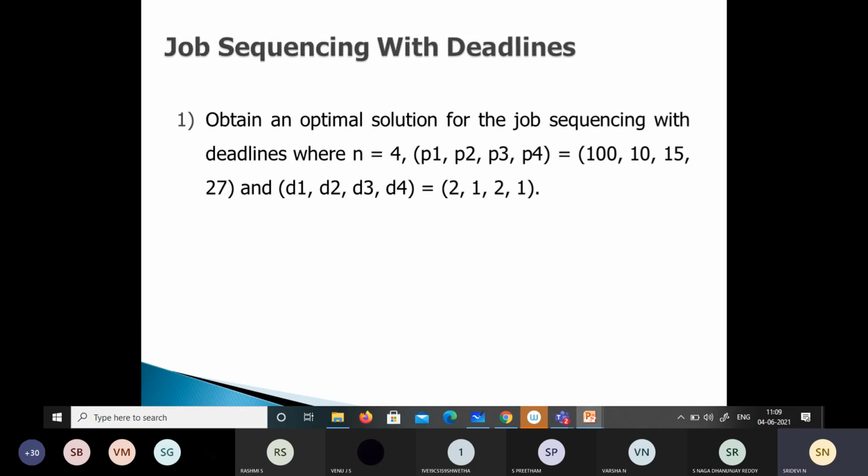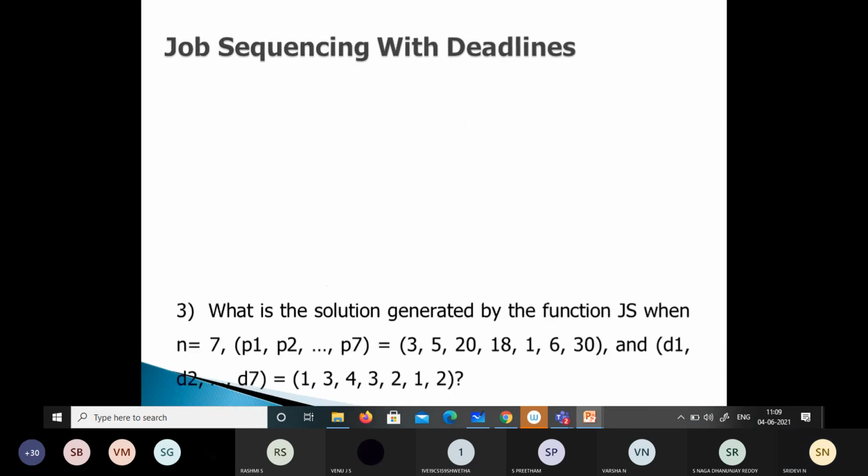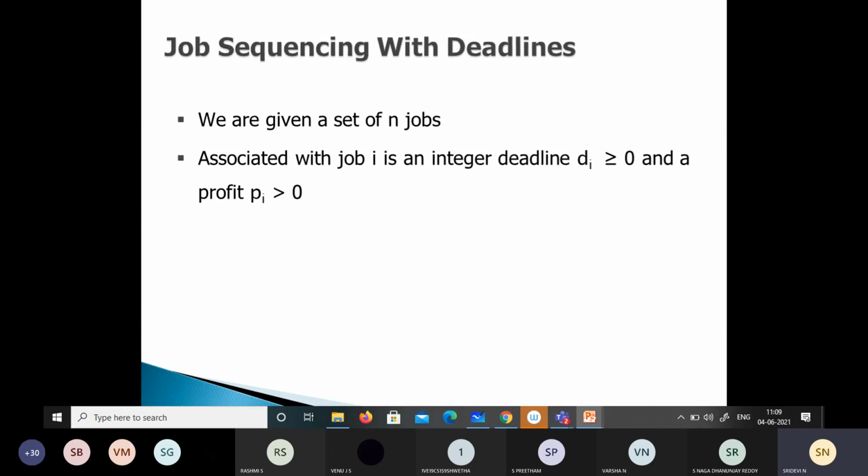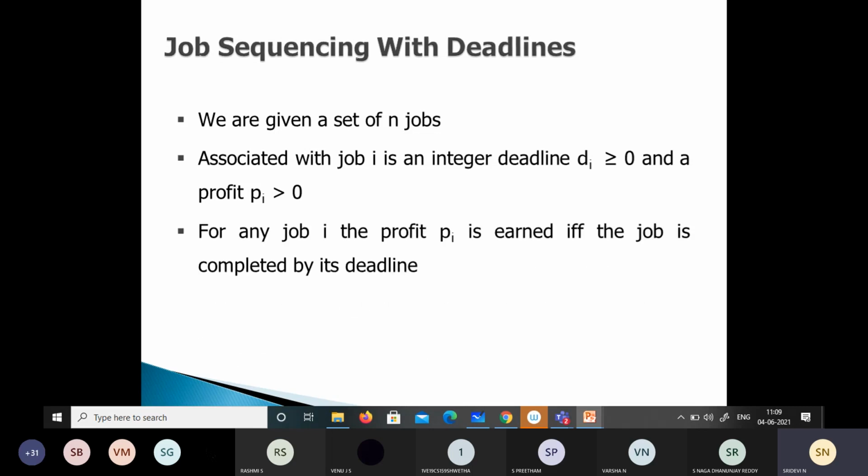We are given a set of n jobs, and with each job i there is an integer deadline di and also a profit pi associated with it. So you have a deadline and a profit with each of these n jobs. For any job i, the profit pi is earned if and only if the job is completed by its deadline. It's of no use if you try to complete a job after the deadline. So a deadline is given, and within that, if you are able to complete that particular job, then you will get that profit.